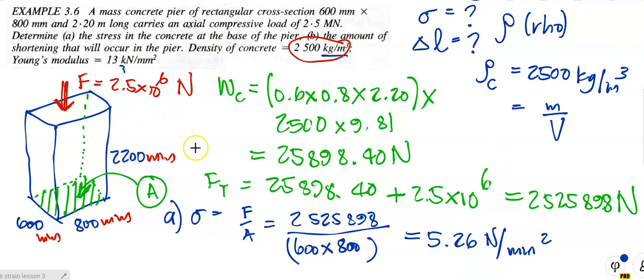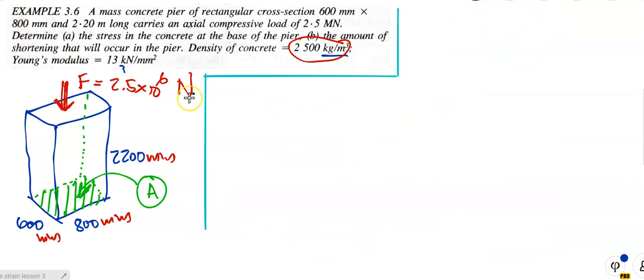Are we done? No, it wants us to work out the amount of shortening that will occur in the pier. And what's the formula for shortening? It wants us to work out delta L. Just think about it while I clean my board quickly, and then we should be done. Right, people, I want us to work out the shortening. What's the formula for the shortening? It's delta L.